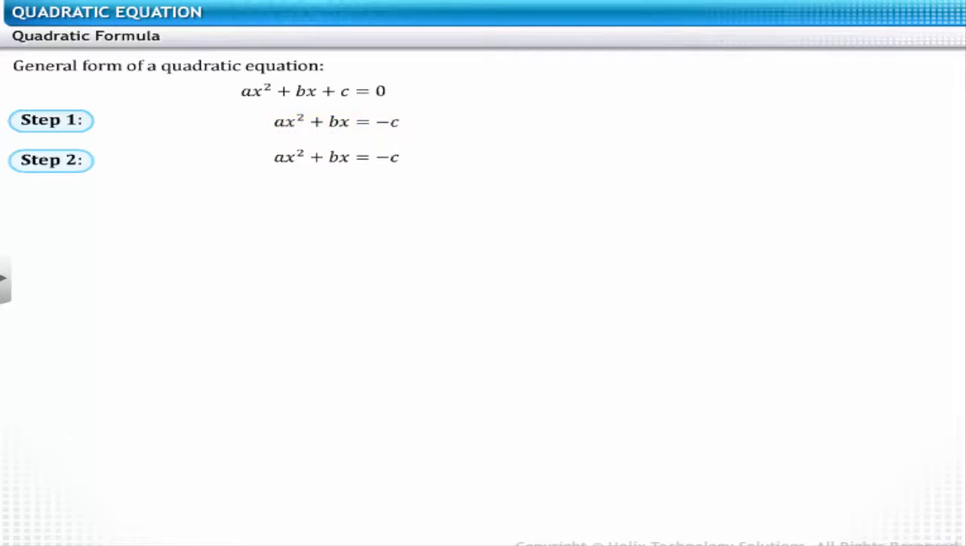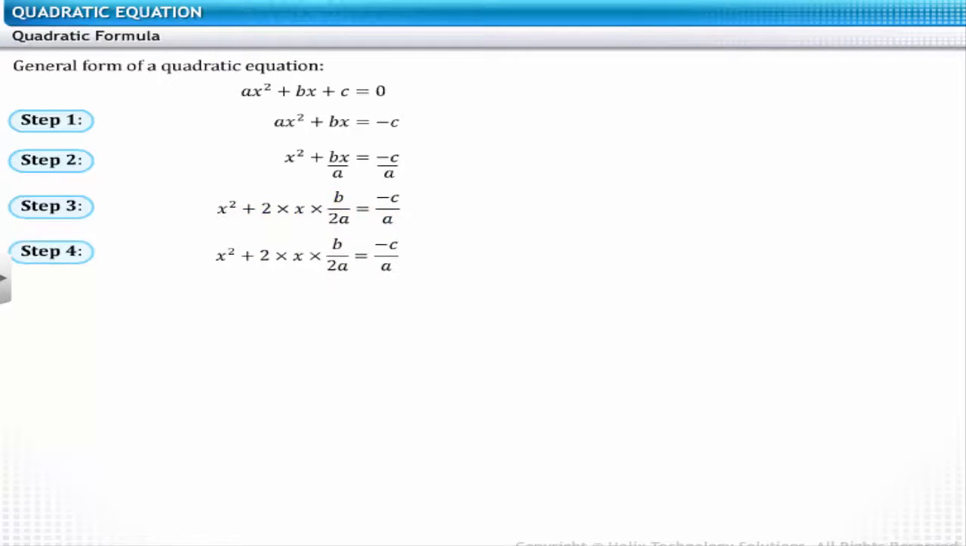Step 2. Divide both sides of the equation with the coefficient of x squared, that is, a. You get x squared plus b times x divided by a is equal to minus c divided by a. Step 3. Multiply and divide the last term by 2 to get the equation in terms of 2a. The result is x squared plus product of 2x and b divided by 2a is equal to minus c divided by a.